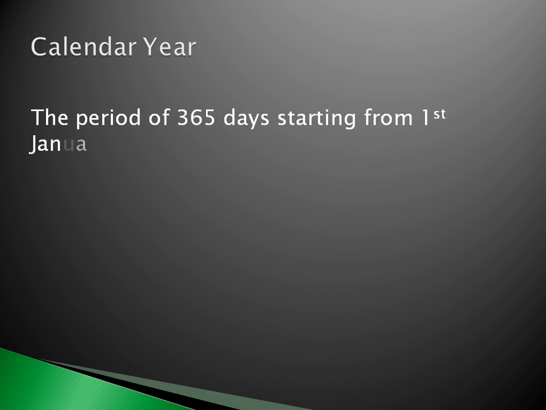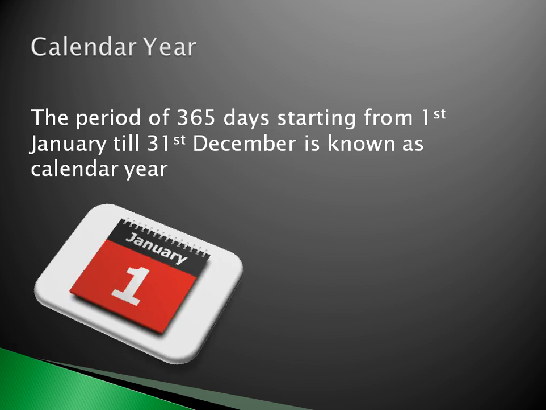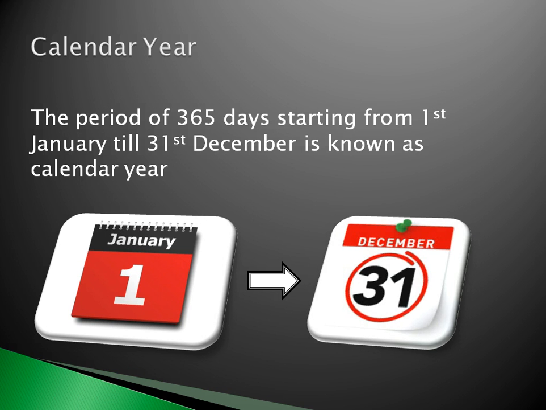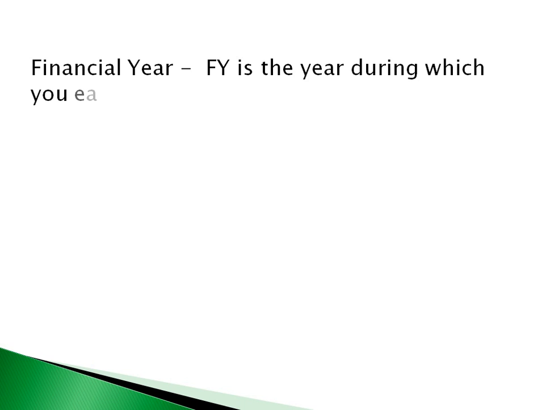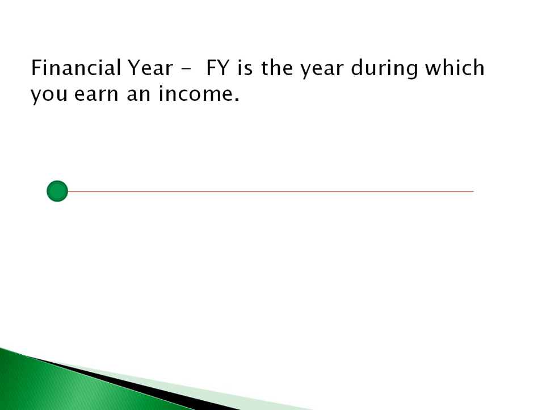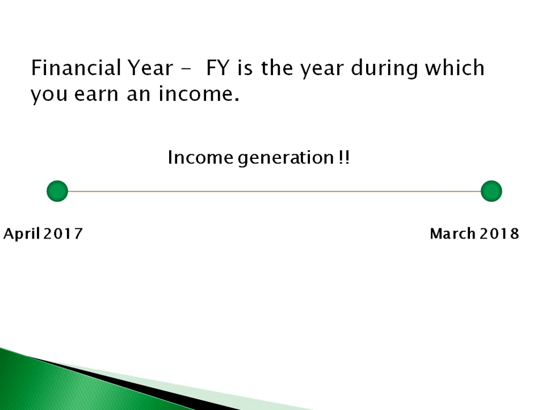Calendar year is the period of 365 days starting from 1st January till 31st December. Financial year is the year during which you earn an income. For example, the current financial year started in April 2017 and ends in March 2018. Whatever income is generated during this period falls under the financial year 2017 to 2018.